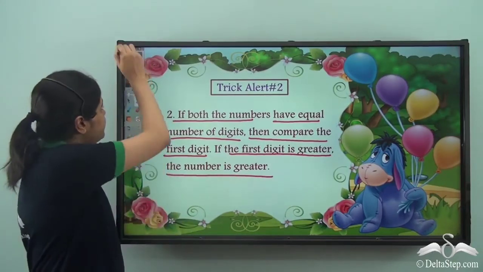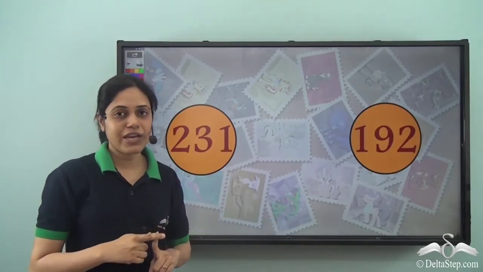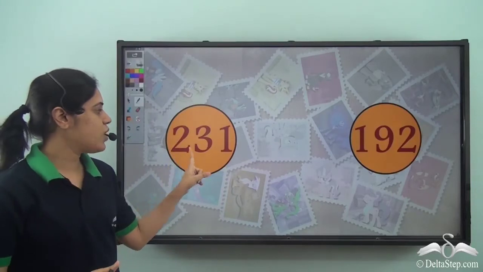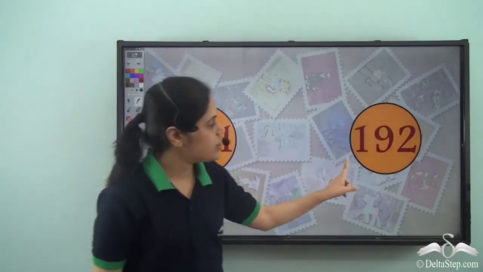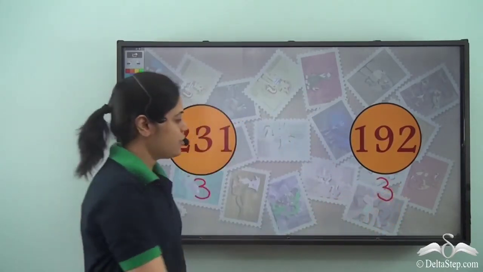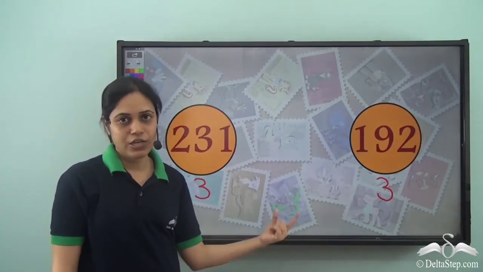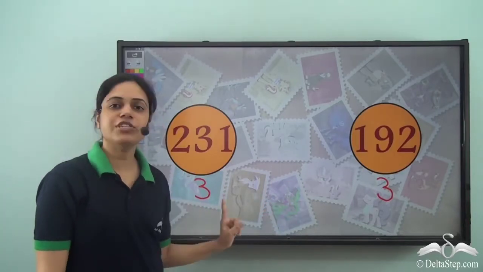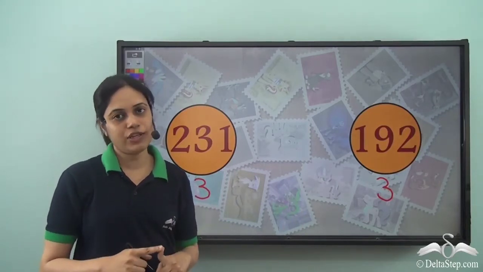So suppose you have these two numbers. The first thing is counting the number of digits. The number of digits in 231 is 3. The number of digits in 192 is again 3. So the first trick does not help us in this case. So we go to the second trick. That is, if the number of digits are equal, compare the first digit of the numbers.